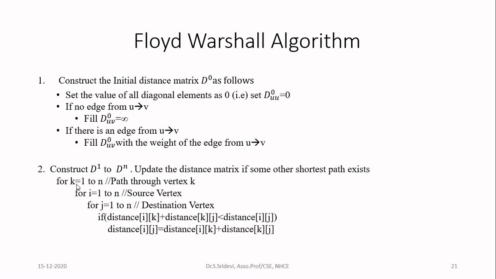So the first time, I'll be starting with vertex 1. I'll be constructing one matrix, that is nothing but D1. The second time, I'll start with vertex 2. I'll be constructing the matrix D2, and so on till I construct the matrix Dn. So that is the purpose of the outer for loop. Whenever you want to find the shortest path through the vertex k, this particular for loop will be used. The second for loop is for accessing the source vertex in a particular matrix, and the third for loop is for accessing the destination vertex, which is available in a column in the particular matrix.